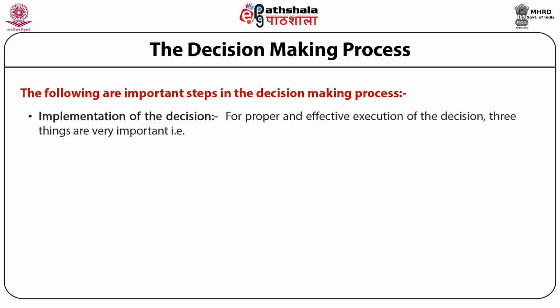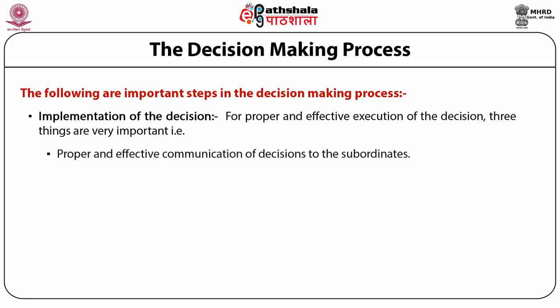Then comes the implementation of the decision. For proper and effective execution of the decision, three things are very important. That is, proper and effective communication of decisions to the subordinates. Decisions should be communicated in a clear, concise, and understandable manner. Acceptance of the decision by the subordinate is important. Group participation and involvement of the employees will facilitate the smooth execution of the decision.